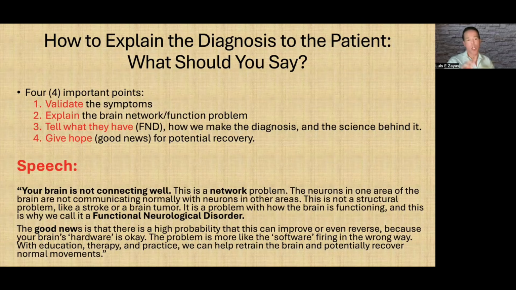So learn the speech, but mostly follow these 4 points. This is my speech. You have my speech there. Okay. And this is what I say. Always I say the same thing. So learn this. I'm not going to read this.